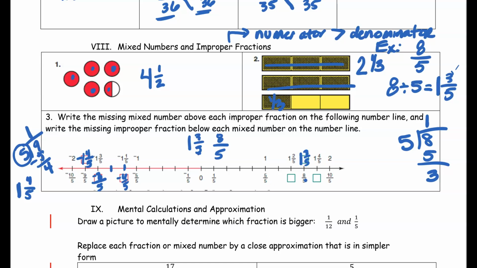And then down here, we're looking at the improper fraction. So if we have 5/5, then we could write this as 6/5. I know it doesn't ask for it, but we can write it in. Then this would be 7/5, 8/5, 9/5, 10/5. So the bottom are all improper, and the top are all mixed numbers.